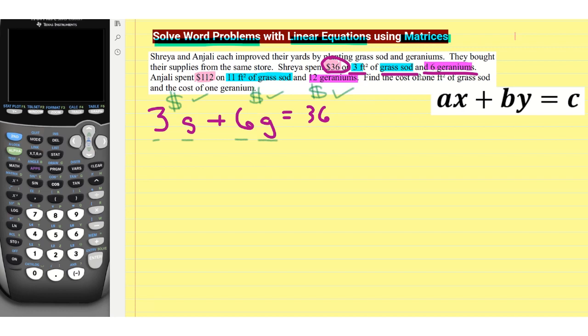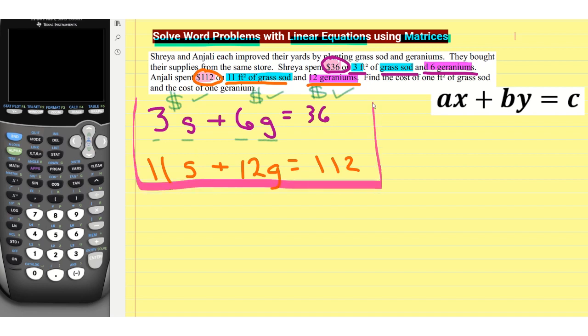Our next sentence says that we bought 11 units of grass sod. So it's going to be 11 times the cost of sod plus 12 times the cost of the geraniums, and that's going to equal the total of 112. Again, it's dollars plus dollars equals total dollars. At that point, we'd have two equations, and that gives us a system of linear equations.